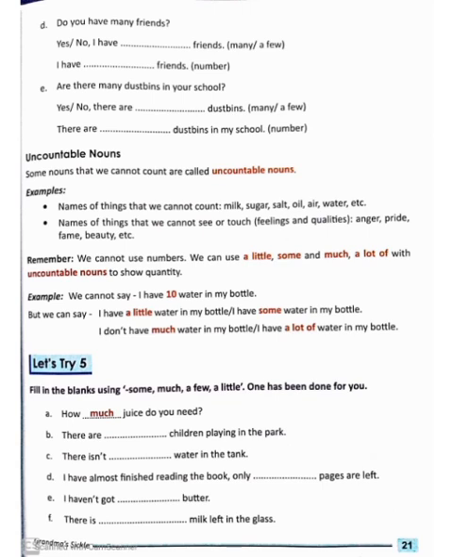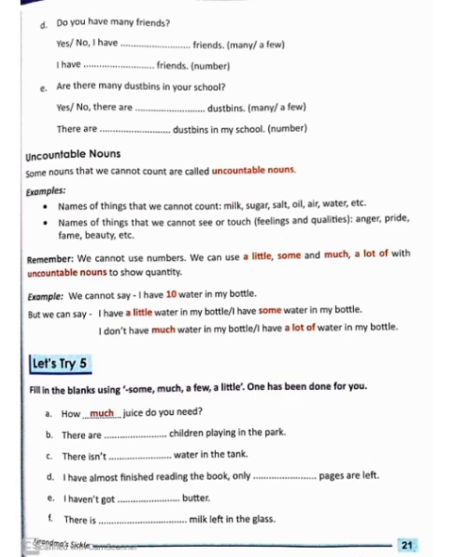We cannot say I have 10 water in my bottle. I have a little water in my bottle can be said. I have some water in my bottle also can be said. I don't have much water in my bottle. Or we can say I have a lot of water in my bottle. So we have not used any particular number to show the quantity of these things.